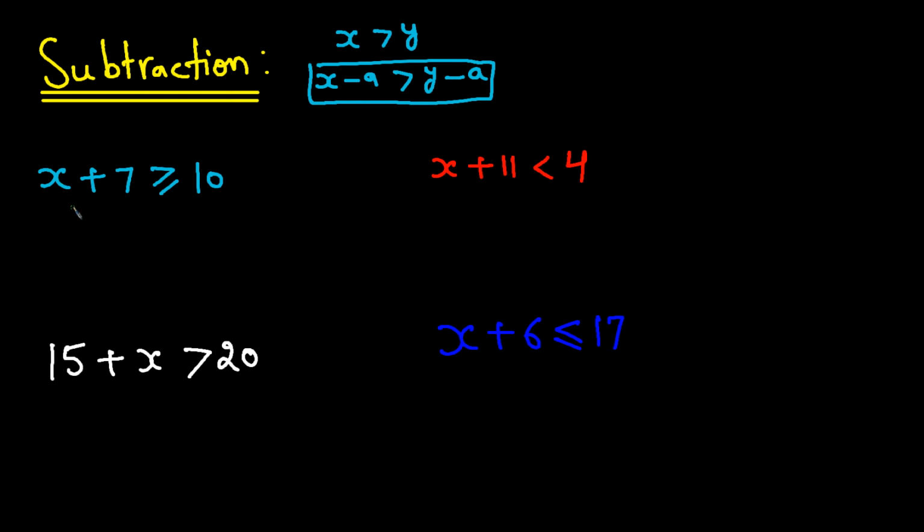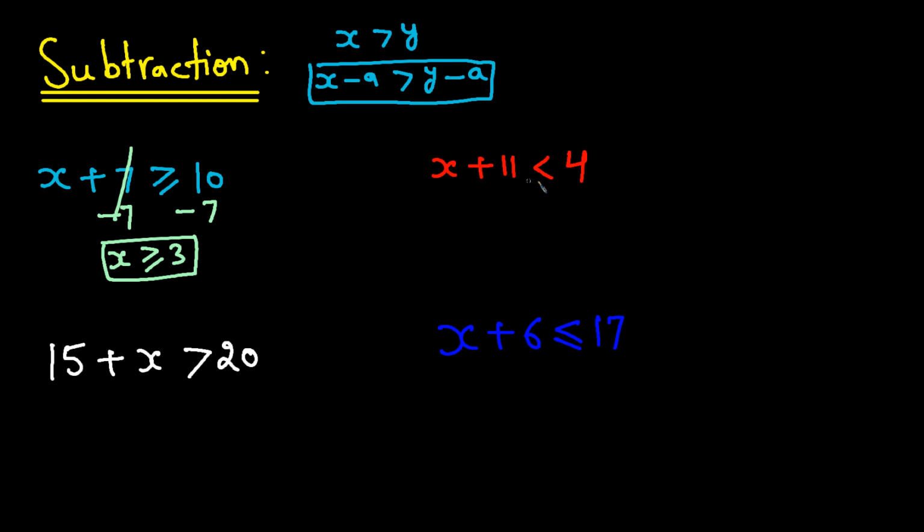So what I got is x plus 7 greater than or equal to 10. So again, when they say solve for x, I just need the value of x. I want to get rid of this 7. So this is plus 7. If I subtract 7 on both sides, this 7 will cancel out 7, gives me 0 here. So I'm left with x greater than or equal to 10 minus 7, which is 3. So that is my solution for this inequality. Let's move on to the next one.